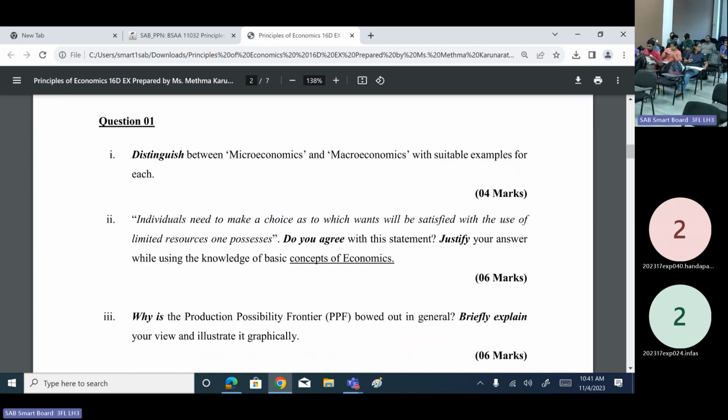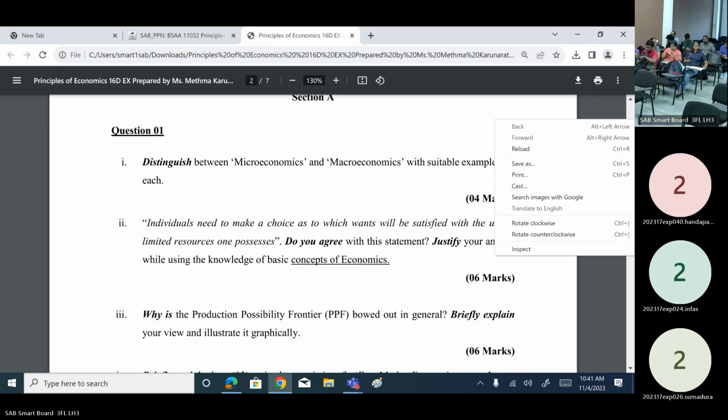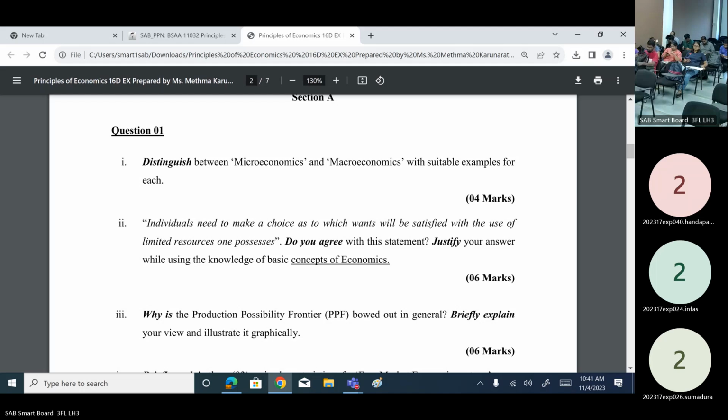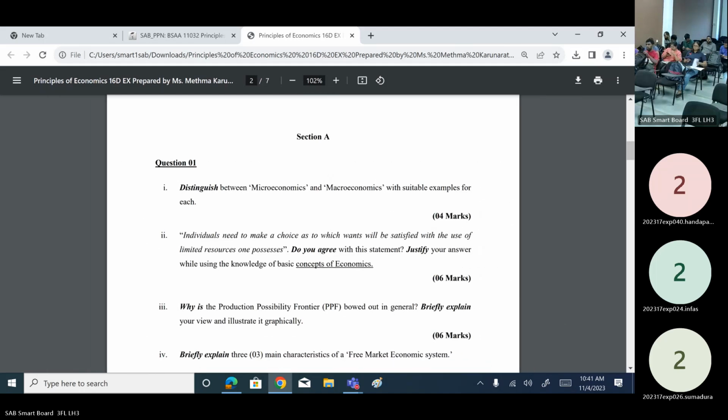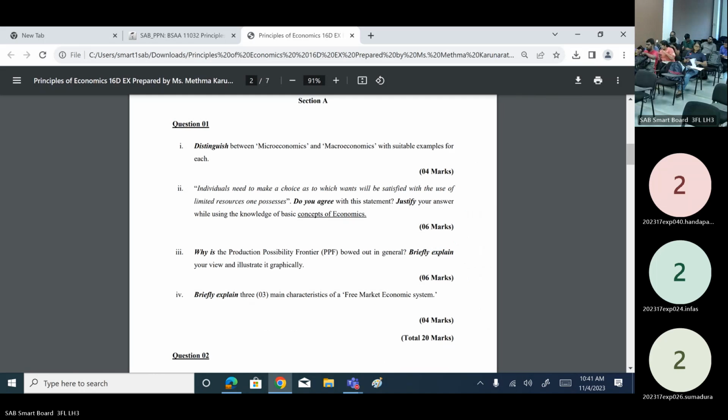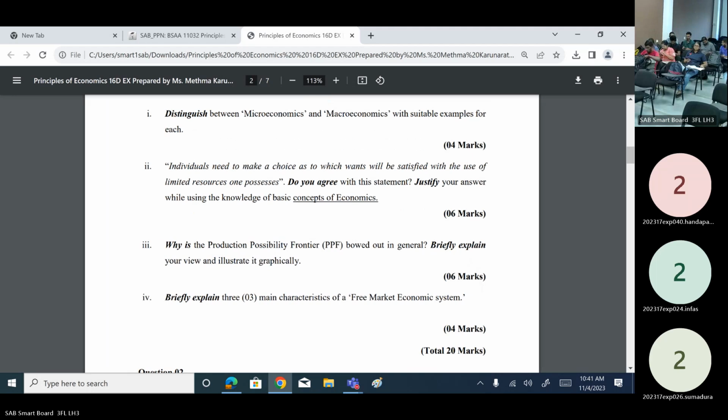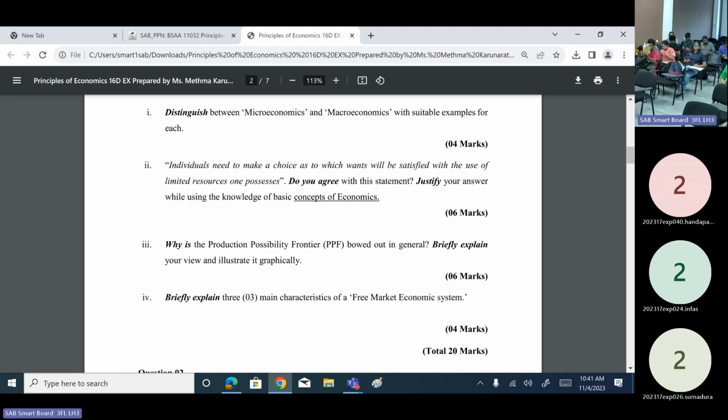We have not done any past papers, right? Let's quickly do this first question, question number 1. 4 marks, 6 marks, 6 marks, 4 marks. You cannot access the new syllabus exam past papers.